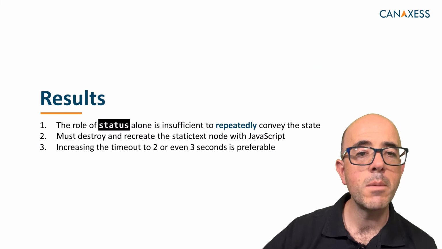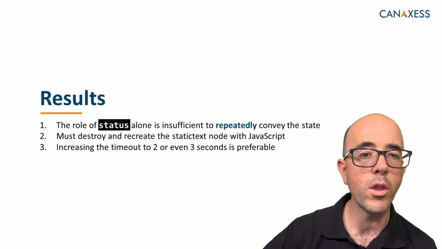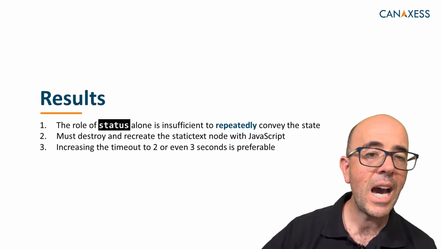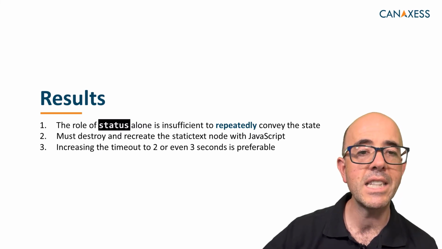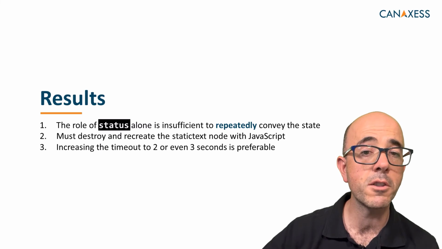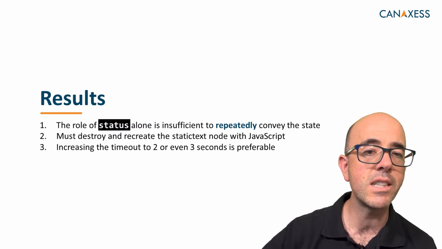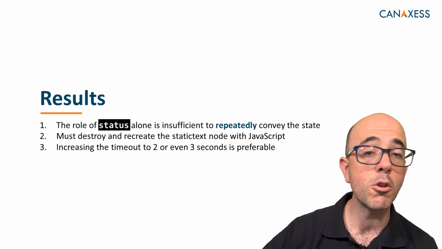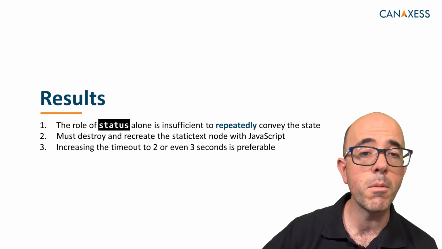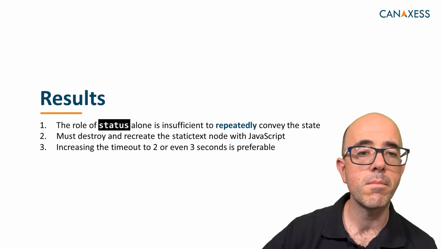Loading states described orally can work well to enhance the transition of a user's workflow or the path of an application. However, the live region role of status alone is insufficient to repeatedly convey the state, and so this must be combined with a small amount of JavaScript to destroy and recreate the static text node in the DOM. Increasing the timeout from 1 second to 2 seconds or even 3 seconds is preferable to reduce frustrating a user with too much oral feedback.